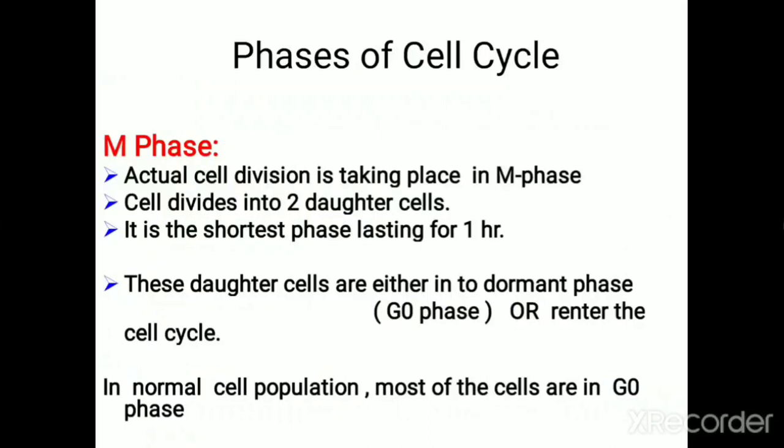And regarding M phase, that is the mitotic phase where the actual cell division takes place, the cell divides into two daughter cells. It is the shortest phase of the cell cycle, and the average duration is around 1 hour. After the M phase the daughter cells either enter into a dormant phase or re-enter the cell cycle. And in a normal cell population most of the cells are in G0 phase, that is the dormant phase.